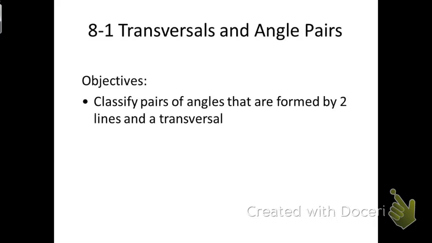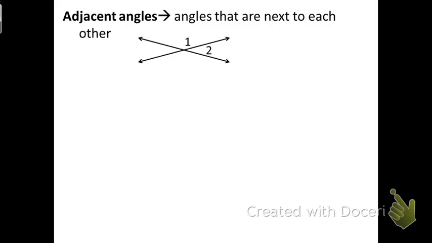All right, today we covered transversals and angle pairs, so we're going to classify pairs of angles that are formed by two lines and a transversal. Adjacent angles are angles that are next to each other. Formally, to be adjacent, they have to share a vertex. So angle 1 right here and angle 2 share a vertex, so these two angles are known as adjacent. If we said angle 3 here, then we would say angle 2 and angle 3 are adjacent.